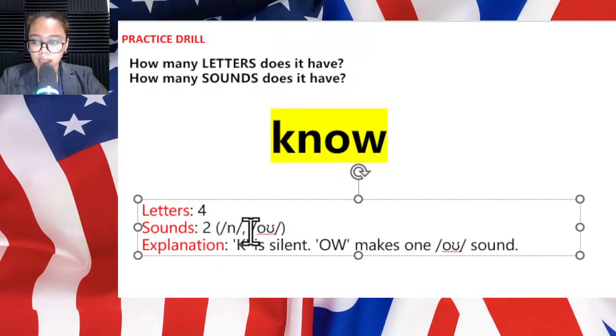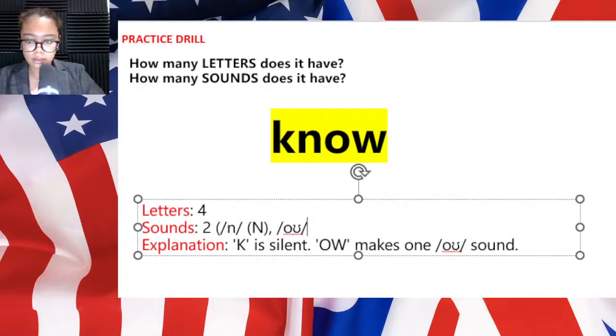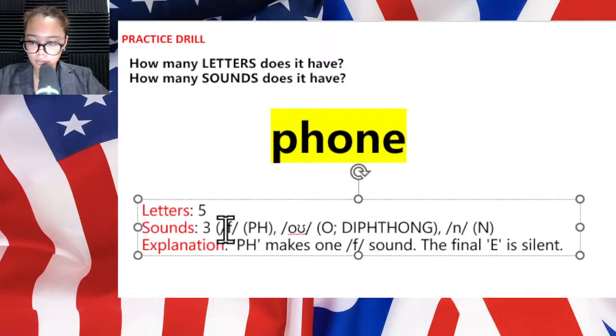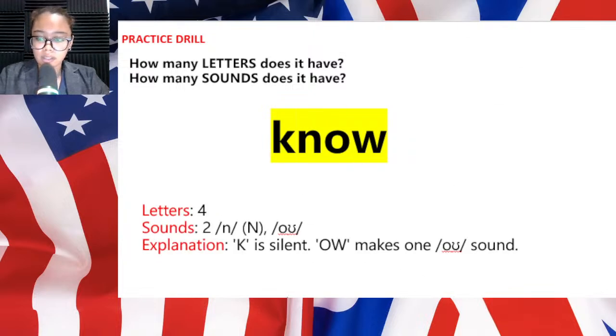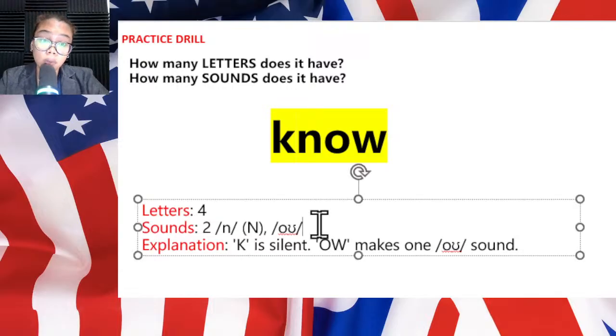First is the N sound. There is no letter K sound here, because it is a silent letter. And then the second one is a diphthong. Again, remember what is a diphthong? That is a combination of two vowel sounds, usually producing a long vowel sound.